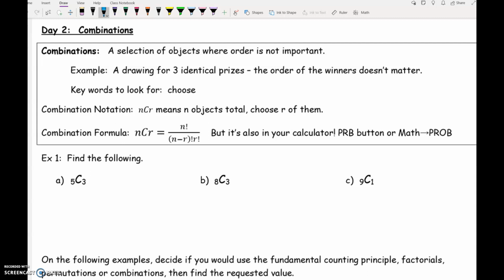Today we're going to learn combinations and how combinations are different from permutations. In a combination, it's a selection of objects where the order is not important.